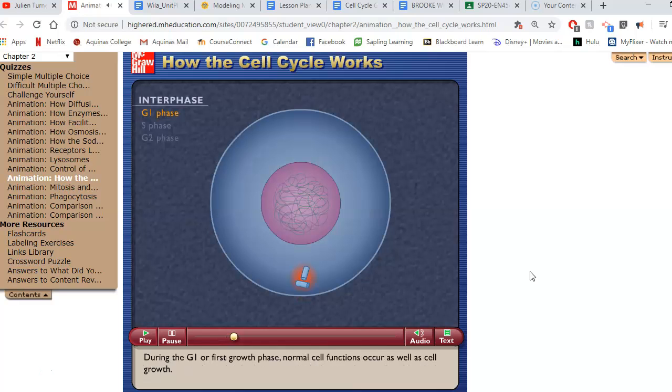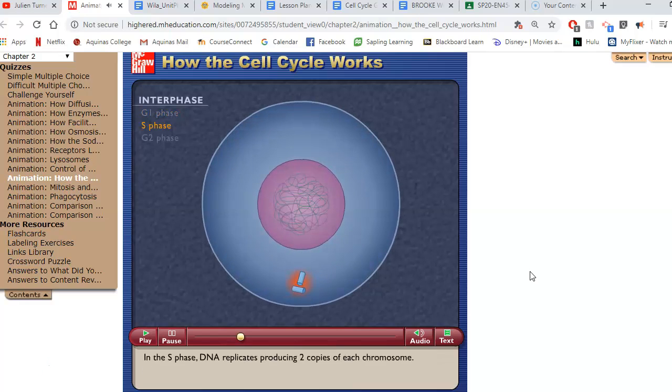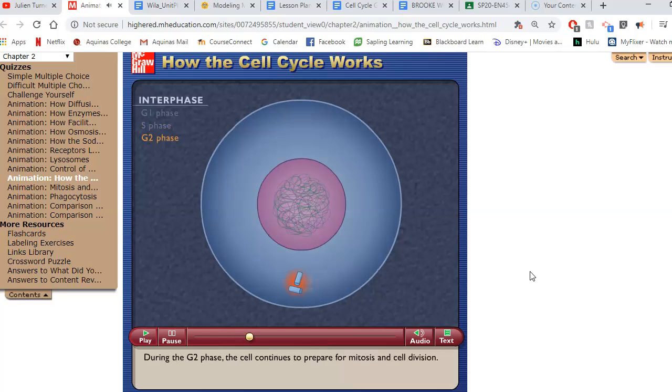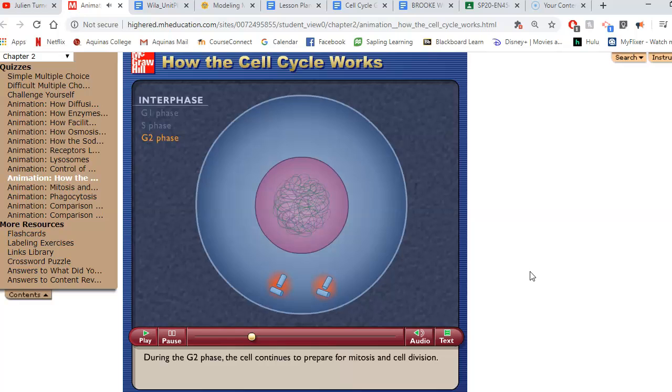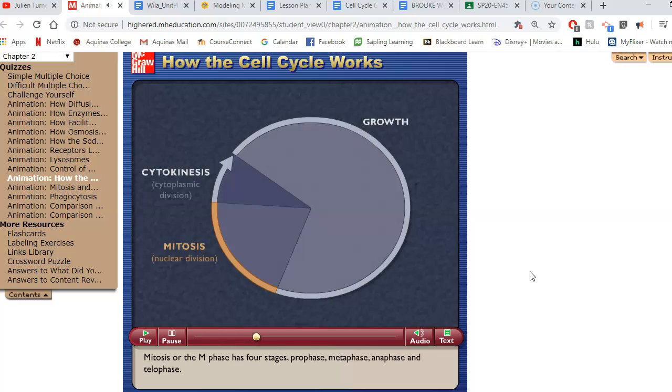During the G1, or first growth phase, normal cell functions occur as well as cell growth. In the S phase, DNA replicates, producing 2 copies of each chromosome. During the G2 phase, the cell continues to prepare for mitosis and cell division. Mitosis, or the M phase, has 4 stages: prophase, metaphase, anaphase, and telophase.